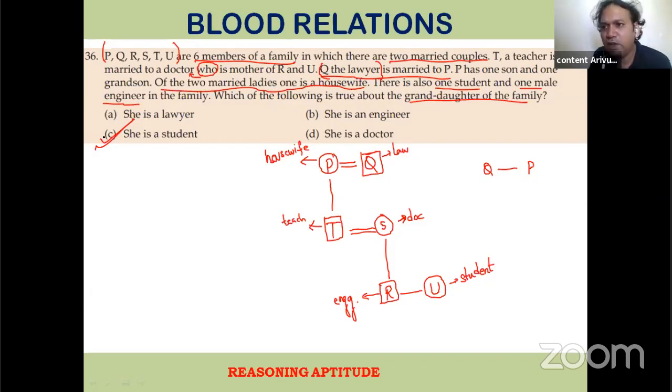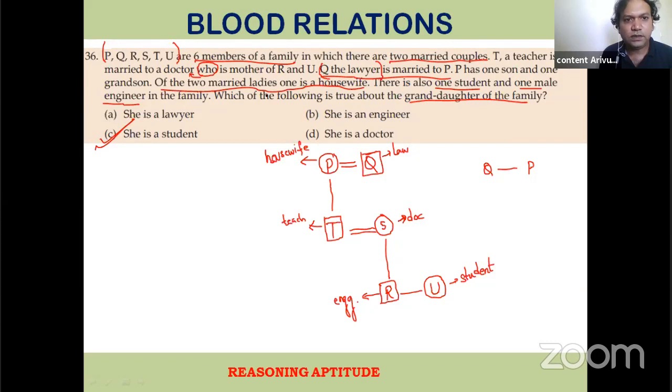Now I have just assumed R as a male. It's not really important. You can also assume U as a male. Then R will become the female and she will become the student. The ultimate idea is that the grandson is an engineer and the granddaughter is a student. That's all. Yeah, the answer is C.